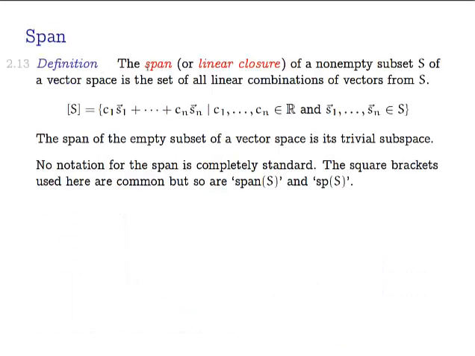All right, here we have the span. I used this word earlier, but here's the formal definition. The span or linear closure of a non-empty subset S of a vector space is the set of all linear combinations of vectors from that set. If we have different vectors s1 through sn in the set S, we take all possible linear combinations of all possible sets of vectors in S, and that gives us the span of S. The span of the empty subset of a vector space is its trivial subspace.